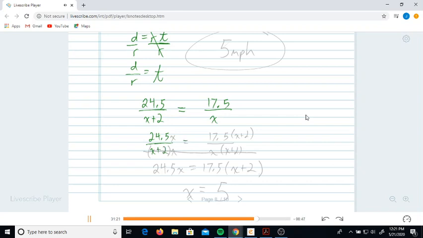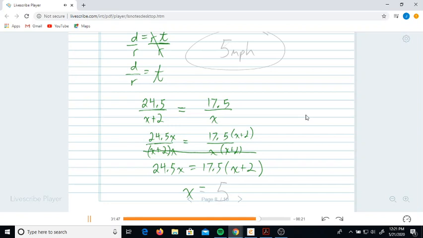So the hard part's over. Right? Getting the equation is the hard part. Once I have the equation, it's pretty quick to solve. So this denominator is missing an x. This denominator is missing an x plus 2. We got a common denominator. Skadoosh. So we're left with 24.5x equals 17.5 times the quantity x plus 2. And we'll go ahead and solve that.